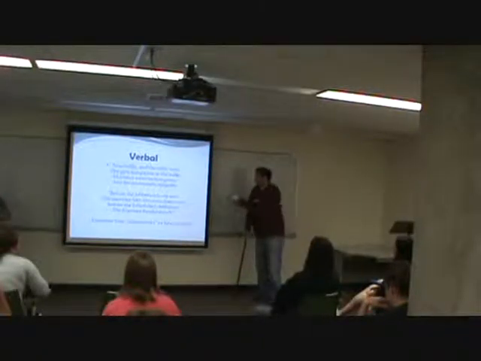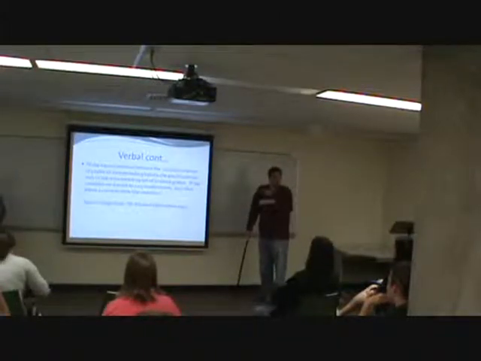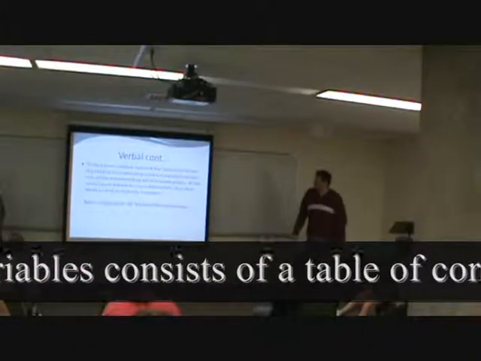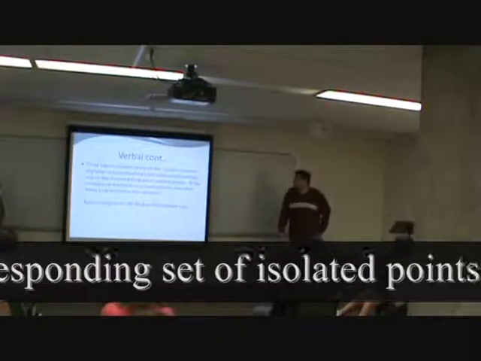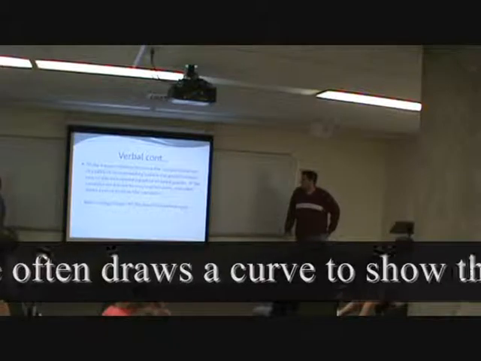Now, let's take a look at the next slide here. Can I get a volunteer to read this aloud? Go ahead. If the known relation between the variables consists of the corresponding values, the graph consists only of the corresponding stylized things. If the variables are known to vary continuously, one often draws a very short variation.